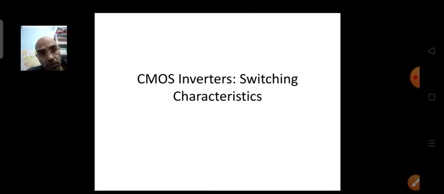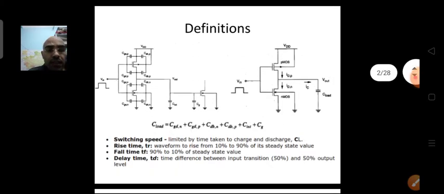So let's move on and first define some of the things. Whenever the transistor switches, a delay will come, because as soon as you apply some input, you will not get the output at the same instant. The output comes after some time. That time elapsed between the change in the input and the same change being seen in the output is called your propagation delay.